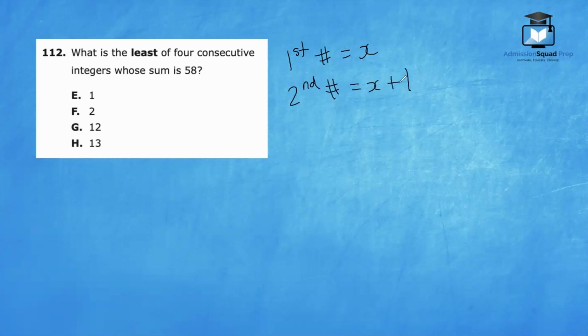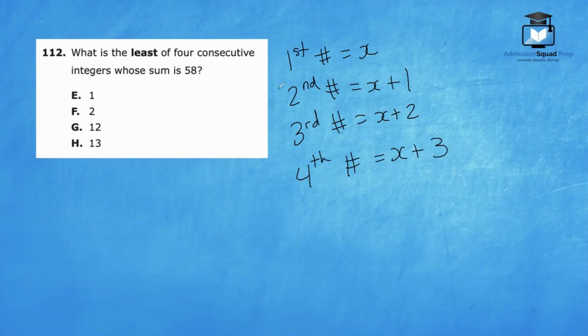Remember, consecutive integers are numbers that just go right after one another. For example, 13, 14, 15, 16, or 18, 19, 20, 21, or 2, 3, 4, 5. The difference between the first number and the second number is that this second number will be one more than the one that came right before it. Our third number is x plus 2, and our fourth consecutive integer is x plus 3.